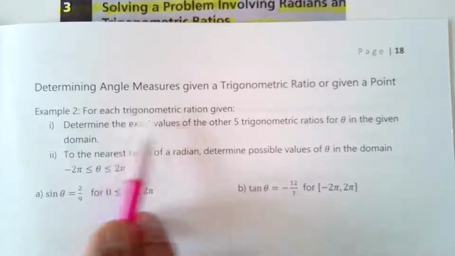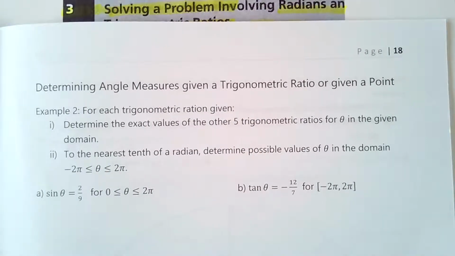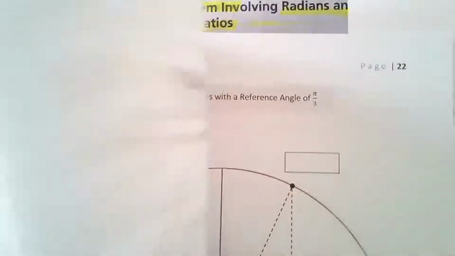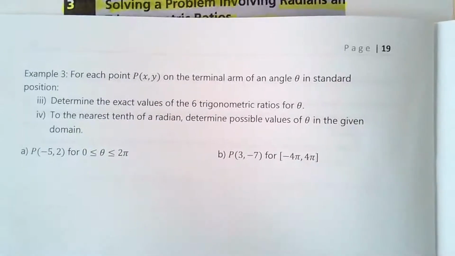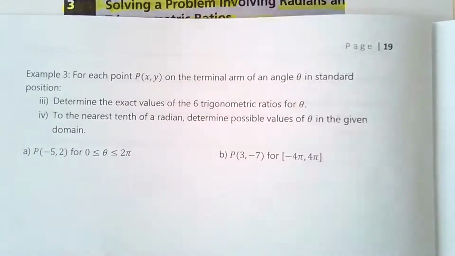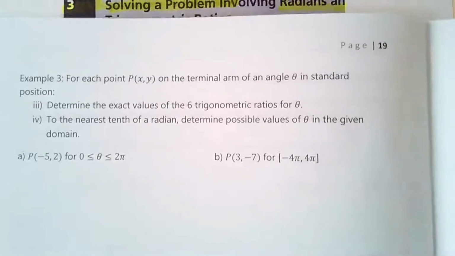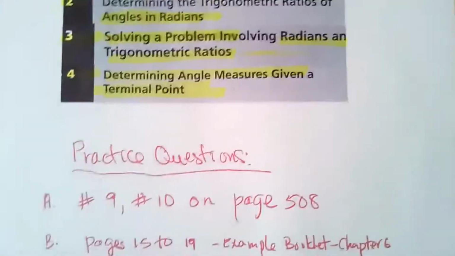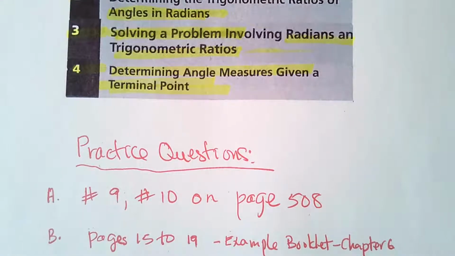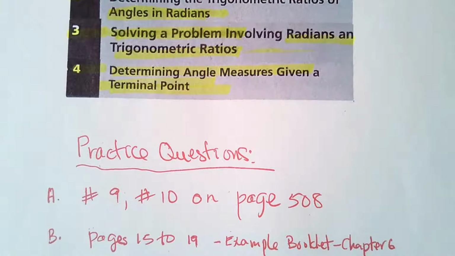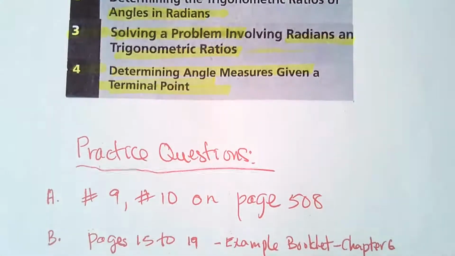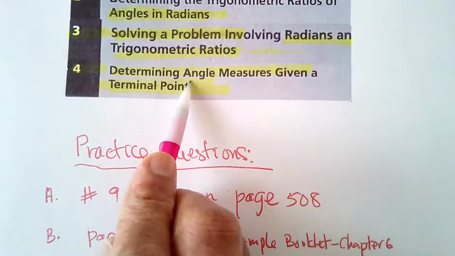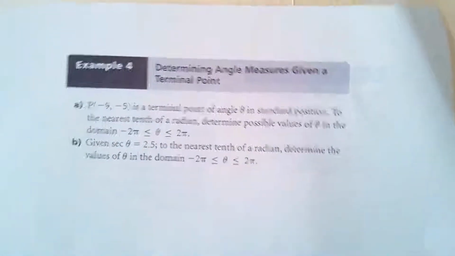And then we'll be looking at angle measure given a trig ratio or a given point. So that's what we'll be looking at the past few days. And today's example that I'll go through will be an example of the assignment questions that you have. So this is our goal for today, and that's your assignment questions. The first question regarding determining angle measures given the terminal point is example 4 in your textbook.